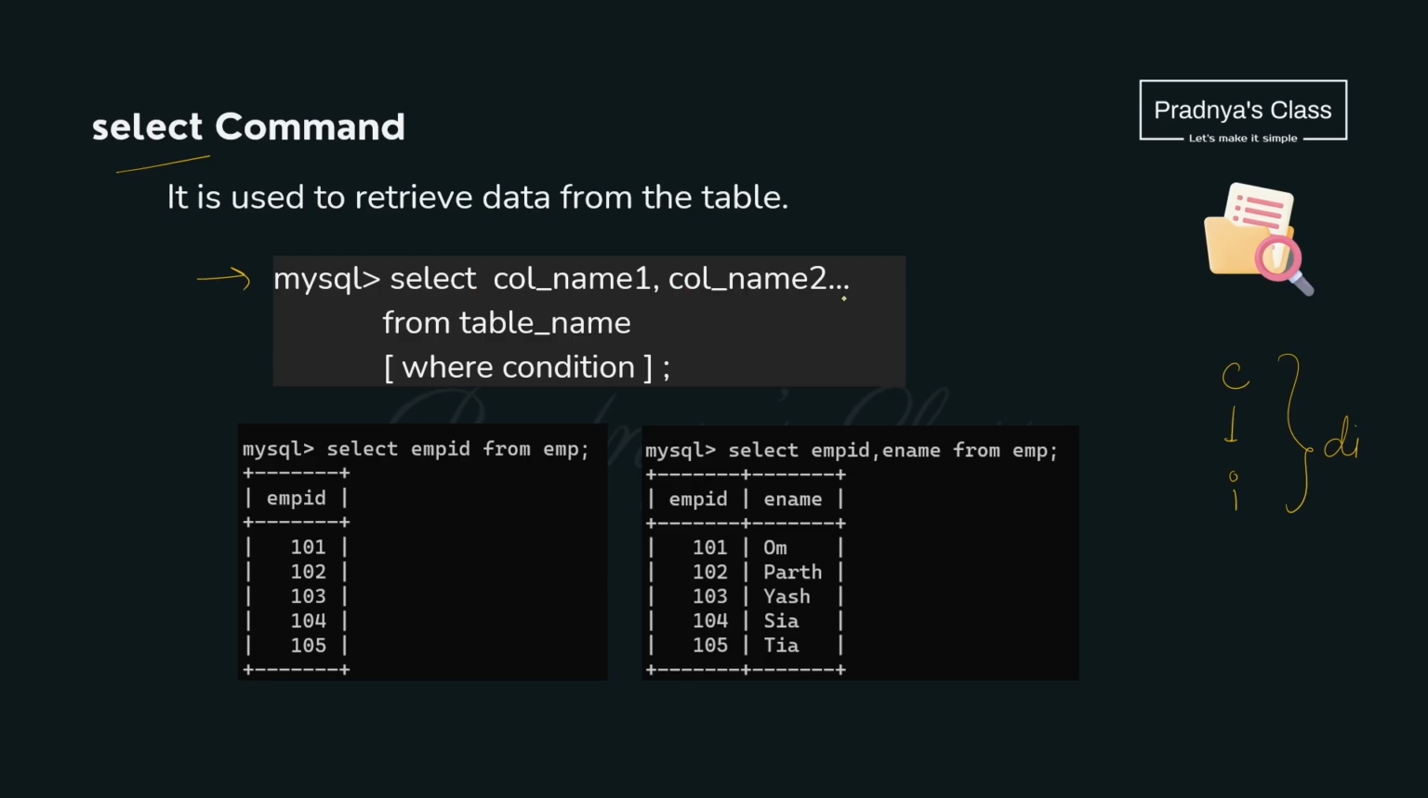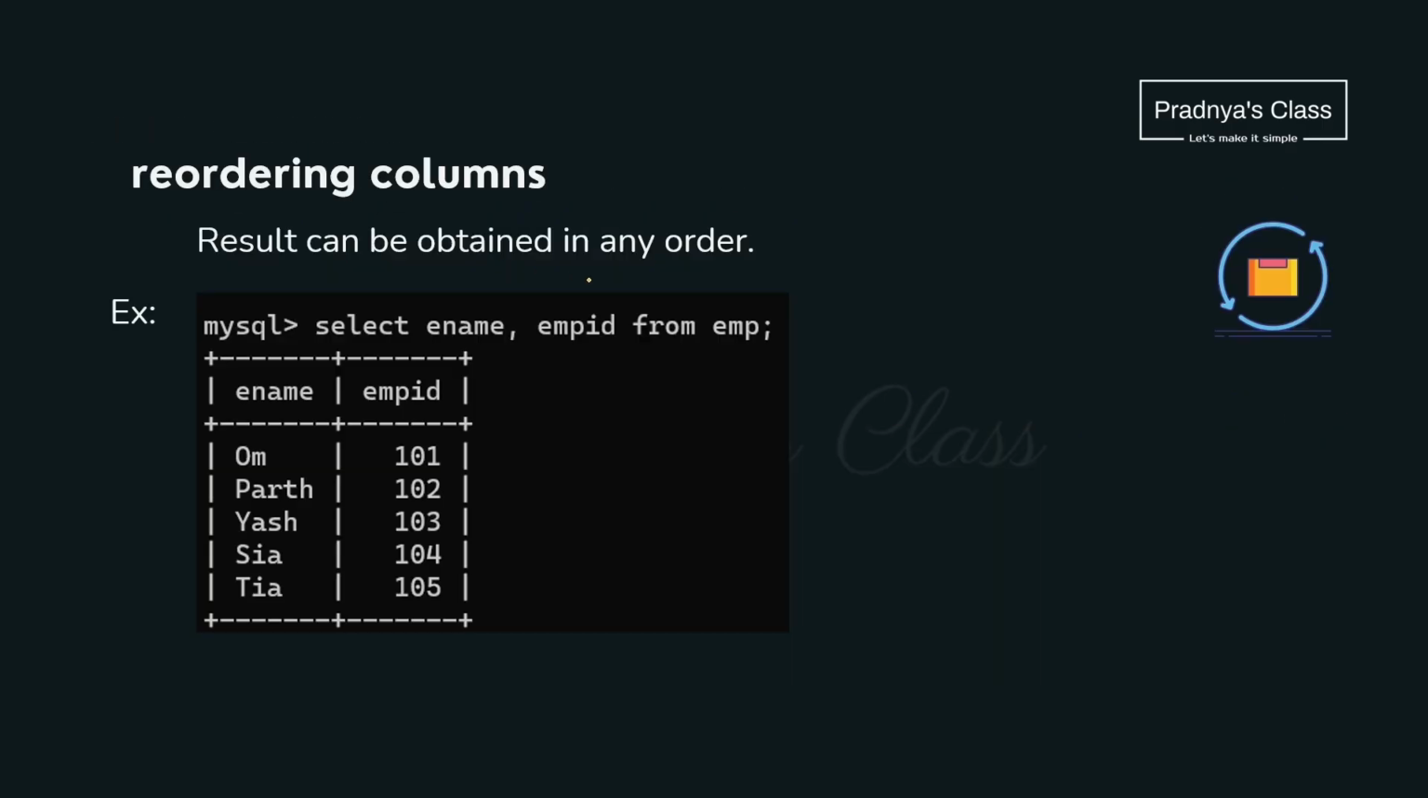SELECT column name, column 2 FROM table name. You can even give the condition. Here we are displaying only one column, and here we are displaying two columns. If you want to change the order, accordingly you will be mentioning it here.